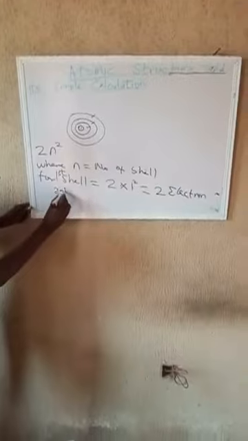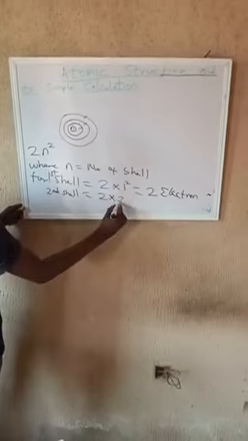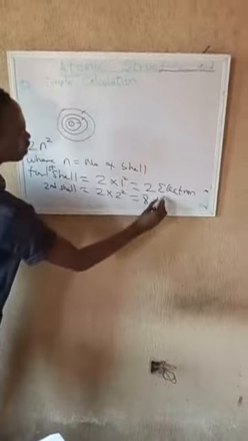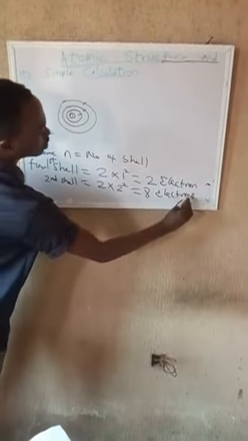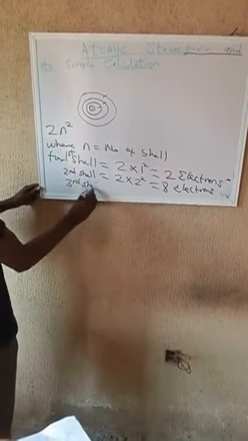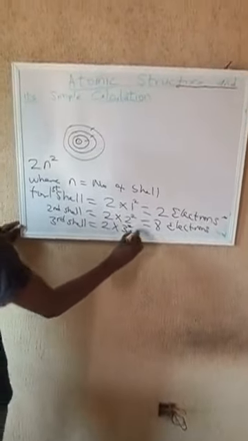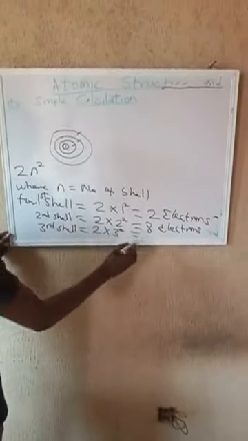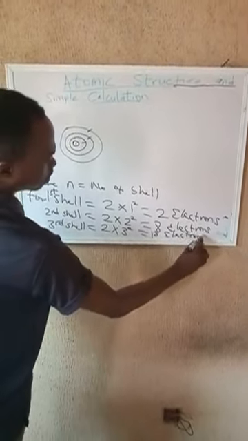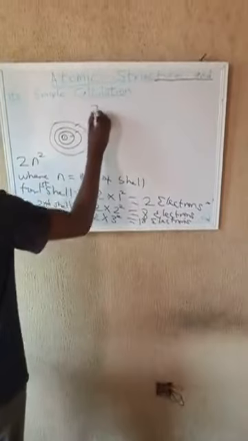For the second shell, 2 times 2 raised to power 2, equal to 2 times 2, 4, times 2, 8 electrons. Third is where I will stop: 2 times 3 raised to power 2. 3 times 3 is 9, 9 times 2 is 18 electrons. That's why you see some electronic configuration like this.